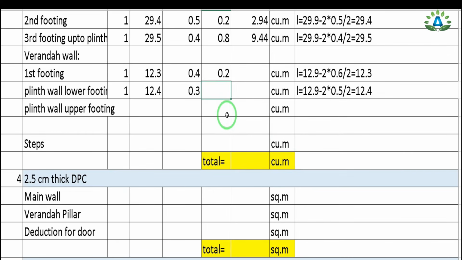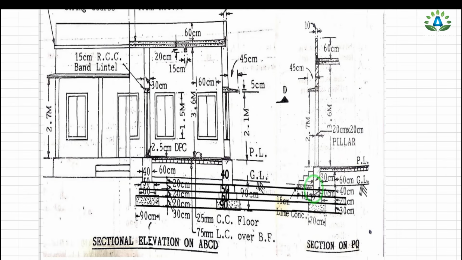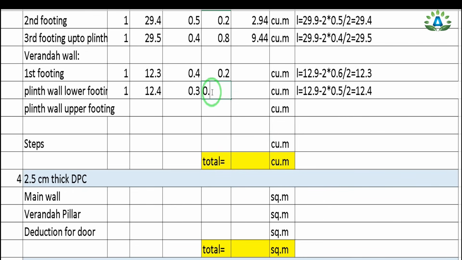So the length equals 12.9 center line minus 2 into 0.5 by 2, that is 12.4, and the width is also 0.3 meter. And it has a height of 20 centimeter, because this main wall of 50 centimeter has the height of 20 centimeter, and all these levels have height of 20 centimeter. Now our next step is to calculate this plinth wall upper footing.